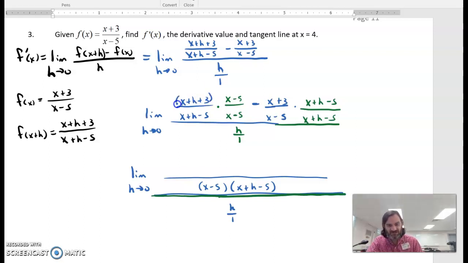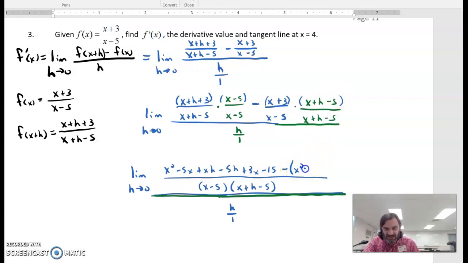We've got to FOIL this first thing together: x plus h plus 3 times x minus 5. Let's see what happens when I do that. Take it slow. X squared. It's not a true FOIL because there are too many terms, so I'm multiplying the x into the other one. So minus 5x plus xh minus 5h plus 3x minus 15. Lots of room for mistakes to happen. Minus the second one, pushing the x plus 3 into the x plus h minus 5.